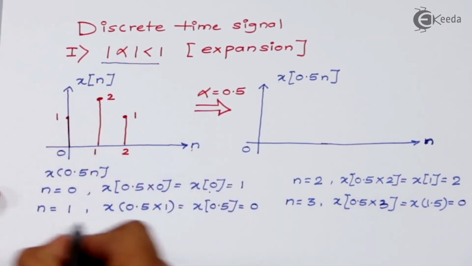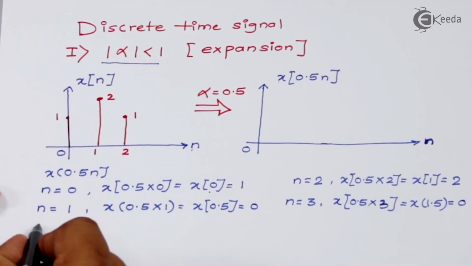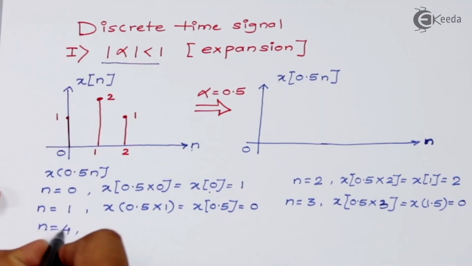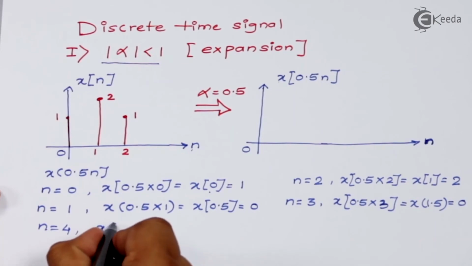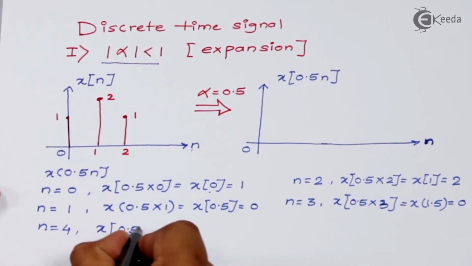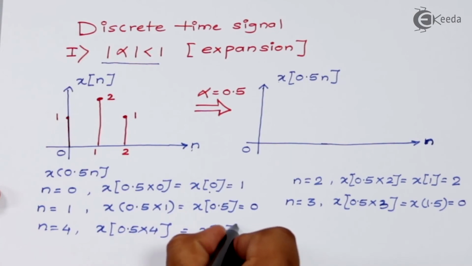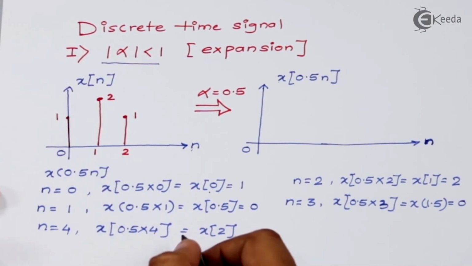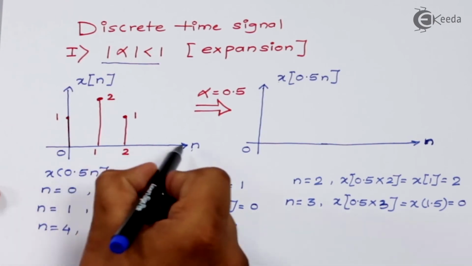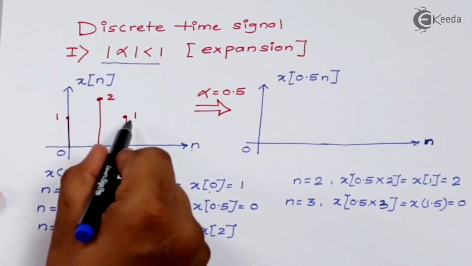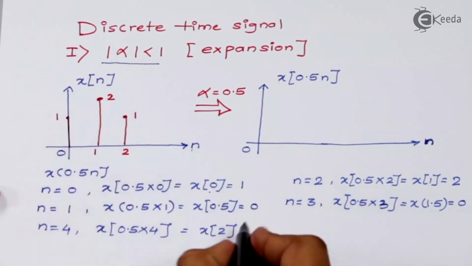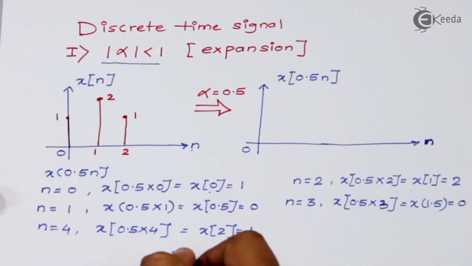Now substitute n equals 4. What will you get? X of 2. X of 2 means amplitude. We have to find out the amplitude at n equals 2. We know that at n equals 2, the amplitude of x of n is 1. So here I'm going to write amplitude 1.